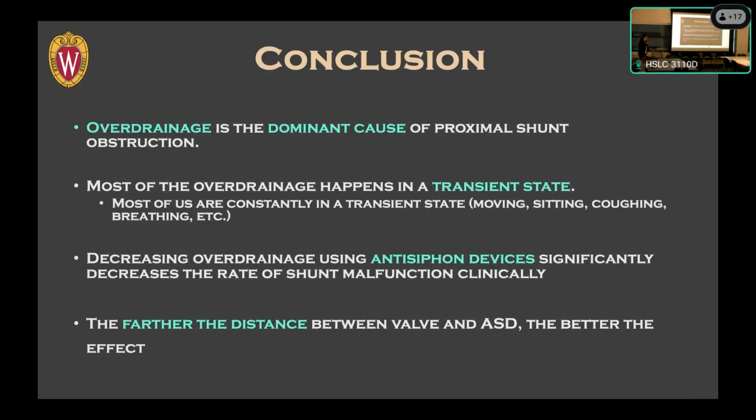So in conclusion, overdrainage is the dominant cause of shunt obstruction, primarily proximal, and most of the overdrainage is happening in the transient state. And this is the state that the patients are in almost all the time, even when asleep. Decreasing the overdrainage using anti-siphon devices significantly decreases the rate of shunt malfunction clinically. And the farther the distance between the valve and the anti-siphon device, the better the effect on the patient.